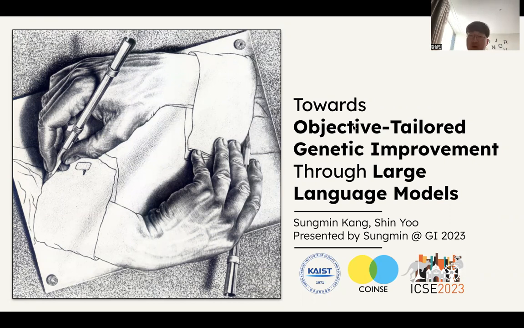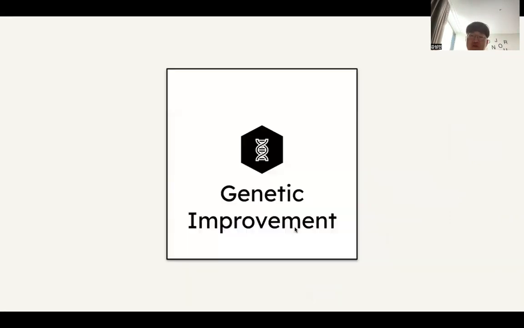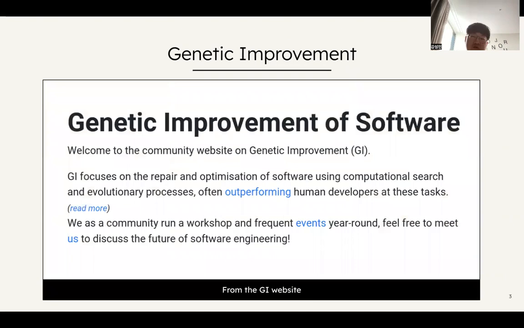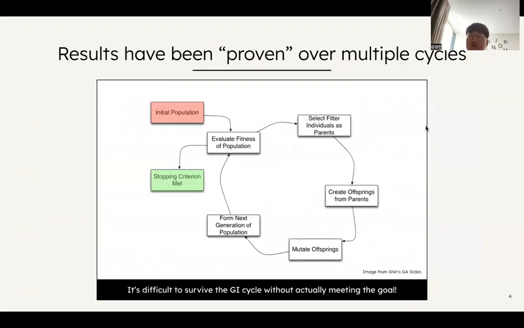As you all know, since we're at the genetic improvement workshop, I'm sure you know what genetic improvement is. As the website says, it focuses on the repair and optimization of software using computational search and evolutionary processes, often outperforming human developers at these tasks. One good thing about genetic improvement is that any results that come from the genetic improvement process have been proven over multiple cycles. This is because it's difficult to survive the genetic improvement cycle without actually meeting whatever goal the fitness function entails.